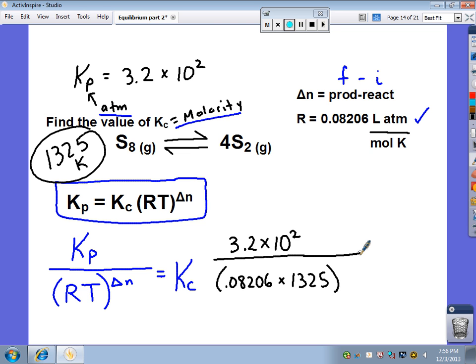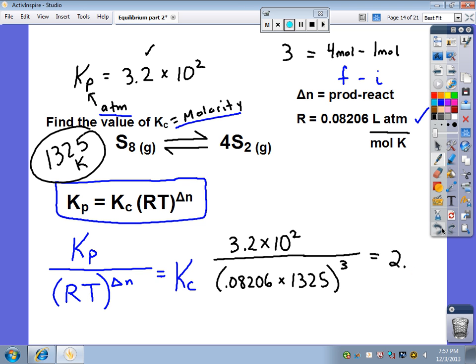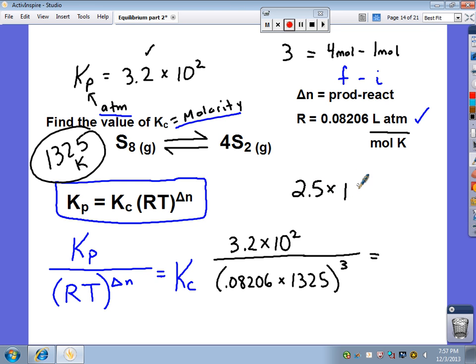Well, if you look at your equation, what do you have? You have 4 moles of products minus 1 mole of reactants. So that gives you a delta N of 3. So that means this is going to be the third power. And if you do your math, using significant figures, because we have 2 significant figures here, you come up with 2.5. I should write this over, sorry. Okay, so I can come up with 2.5 times 10 to the negative 4th. And that's Kc, and that's in terms of molarity. Okay?